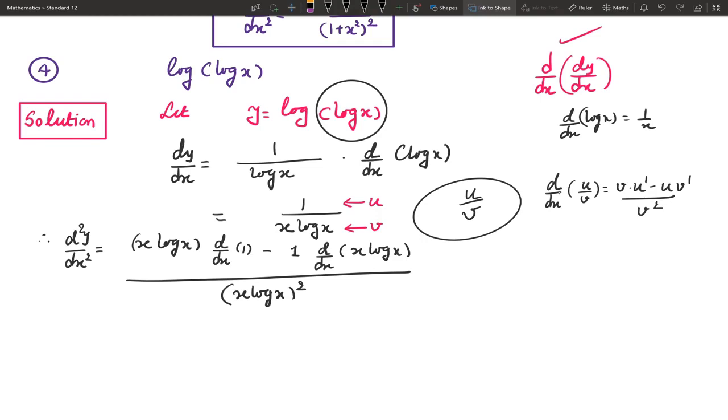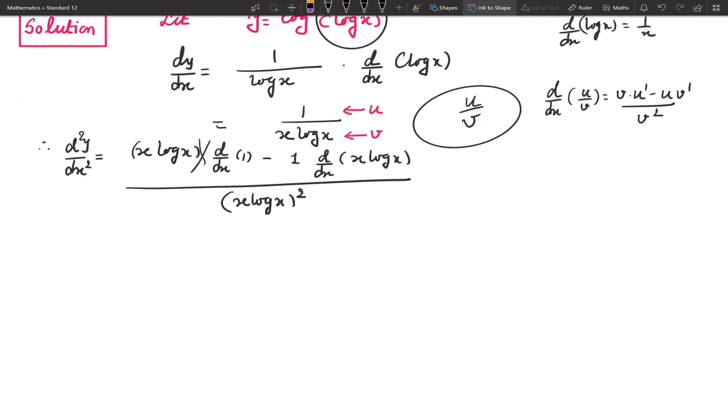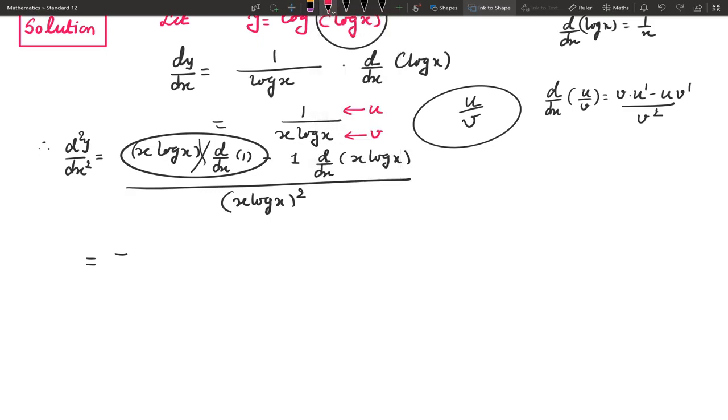V into derivative of u minus u into derivative of v upon v square. Now 1 is constant, so here derivative will be 0. Now minus as it is in numerator minus. This term is 0, reason is d by dx of 1 is 0. Here we have to use, when we differentiate, product rule u into v, but outside minus sign, so this is minus.